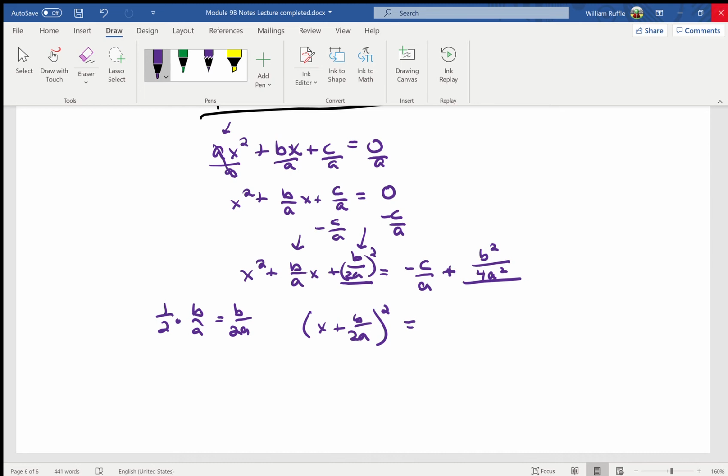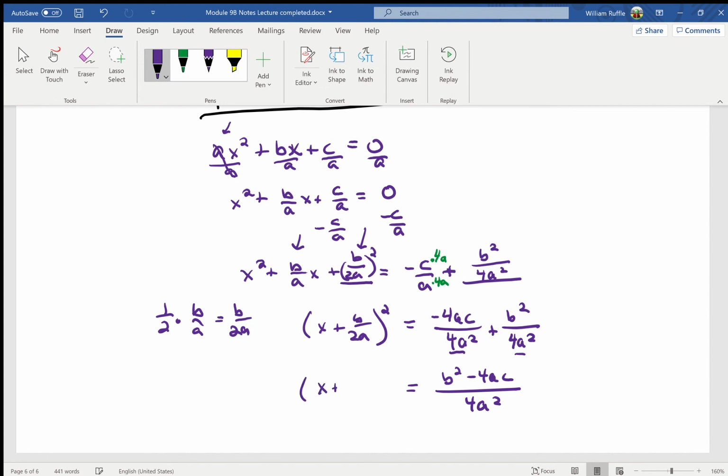Now this side I have a little extra work to do. I have two fractions here, but they're not the same denominator. But 4a squared is the common denominator. So really, I've got to multiply top and bottom of this by 4a. And when I do that, I get negative 4ac over 4a squared plus b squared over 4a squared. Now, these have the same denominator, so I can combine them. If you notice, this is minus 4ac plus b squared. I'm just going to reverse it. I'm going to write b squared minus 4ac all over 4a squared.